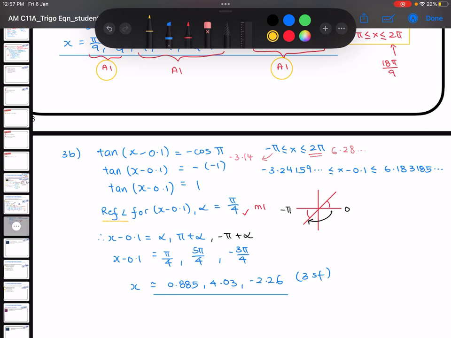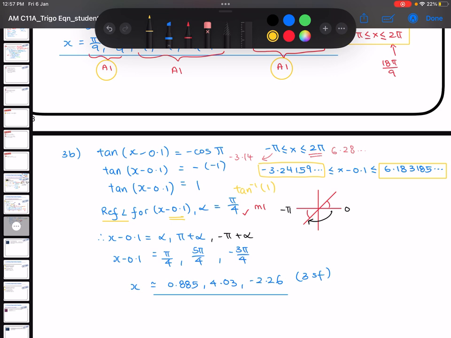So this reference angle is tangent inverse 1, which is 45 degrees, pi over 4. Must be in pi over 4. This is a minus 0.1. So I did the range in decimals to give me a rough idea of what numbers I am going to be looking at.